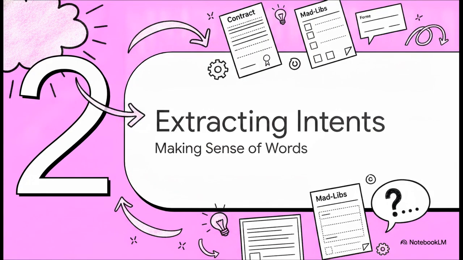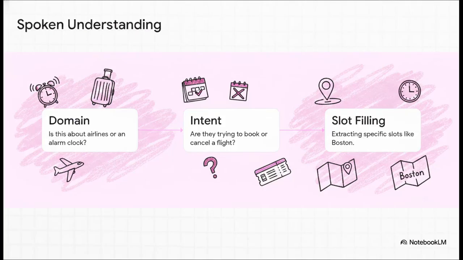Moving right along to part 2, extracting intents and slots. Essentially, making sense of your words. You've spoken a request, and now the system has to figure out which Mad Libs form to grab. This happens in the spoken language understanding phase, and it breaks down neatly into 3 sequential tasks.